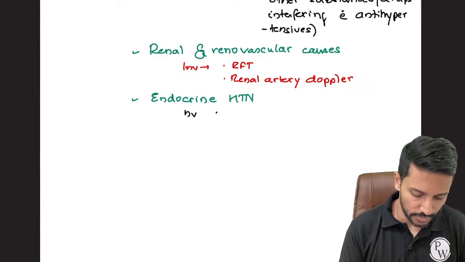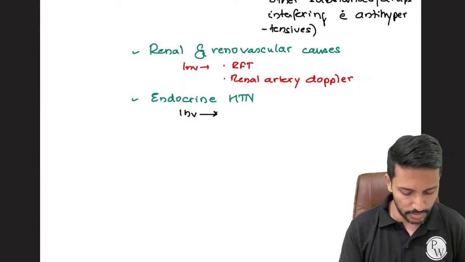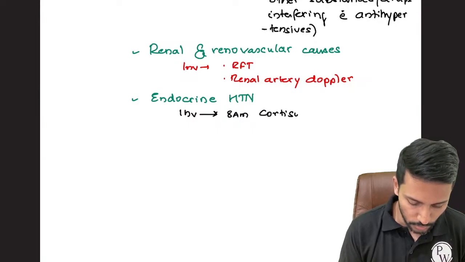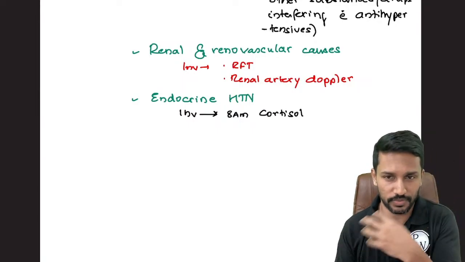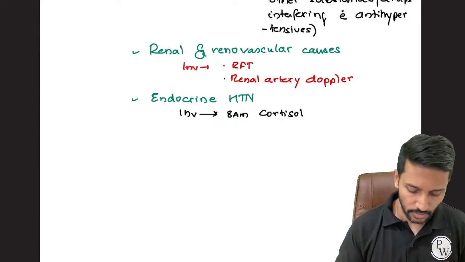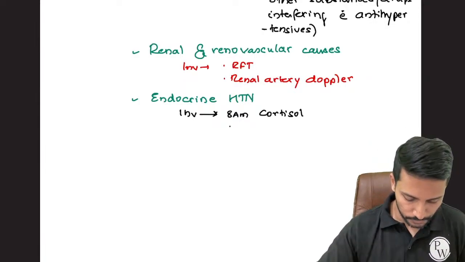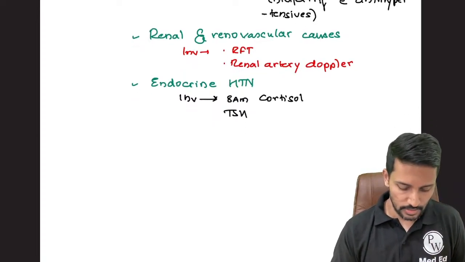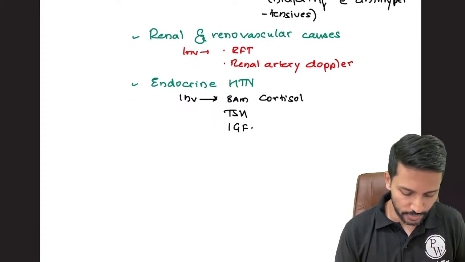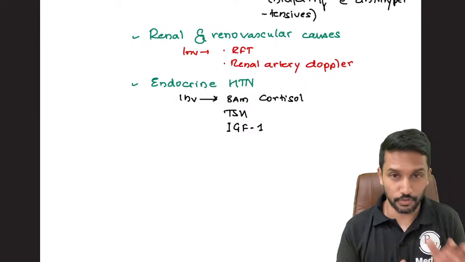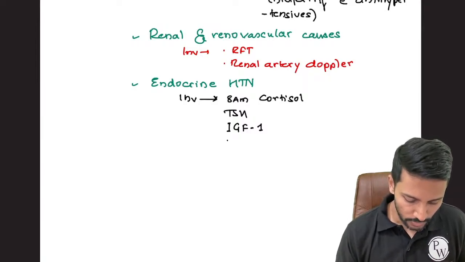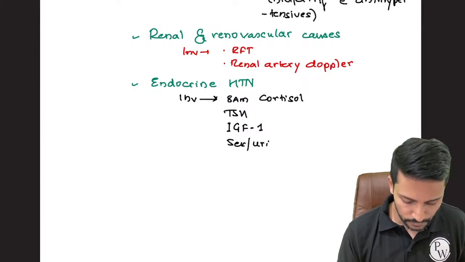The investigations I would require to rule out the endocrine causes for hypertension would include 8 AM cortisol, or if not 8 AM cortisol, you can do a midnight salivary cortisol, which is now one of the standard screening tests for hypercortisolism. Then you can do the TSH to diagnose thyroid disorders, and you can also use insulin-like growth factor 1 as the screening test for acromegaly if there are clinical pointers towards it. And for pheochromocytoma, you can do the serum or urine metanephrines.